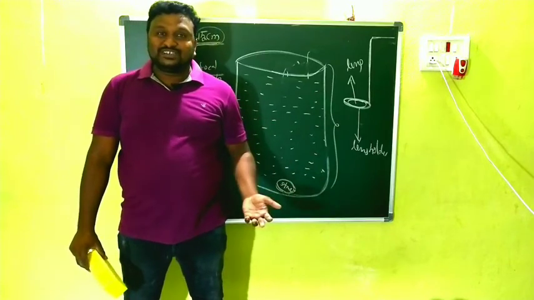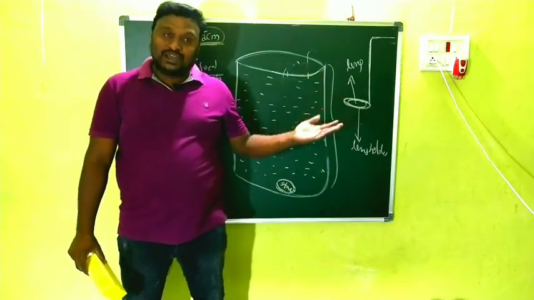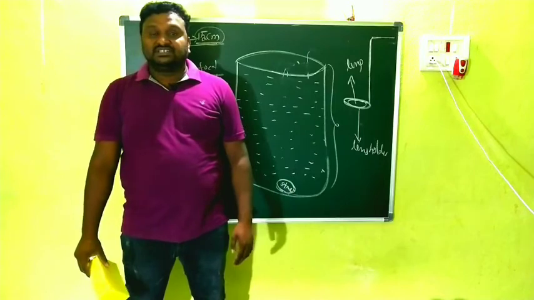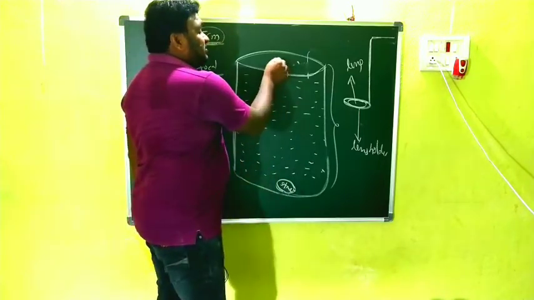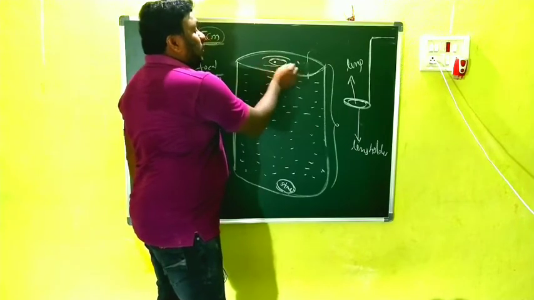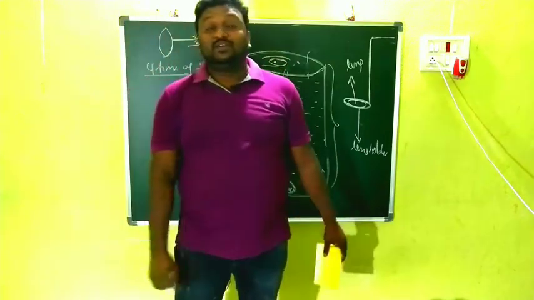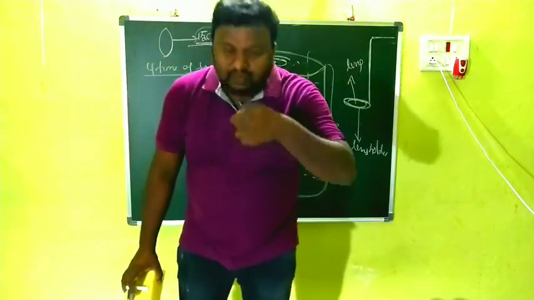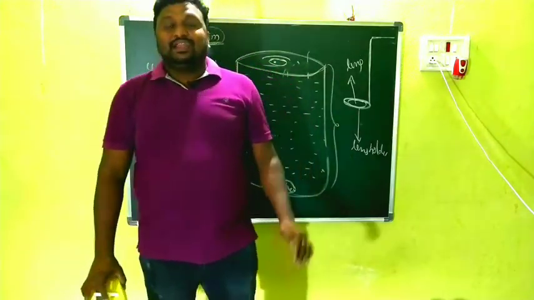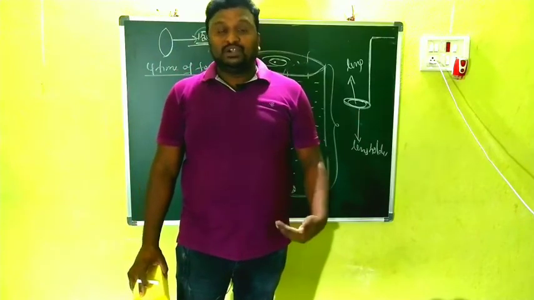Again what is the procedure? We have to keep the lens holder just above the stone, and again we have to observe the stone through the lens from the top of the vessel. So simply we are checking whether we can see or not. And after that again, yes, we are able to see.